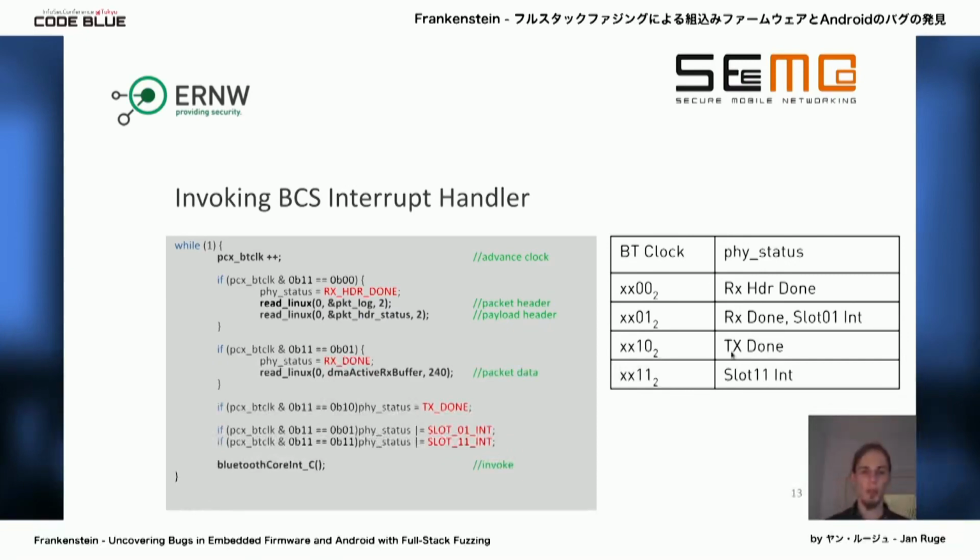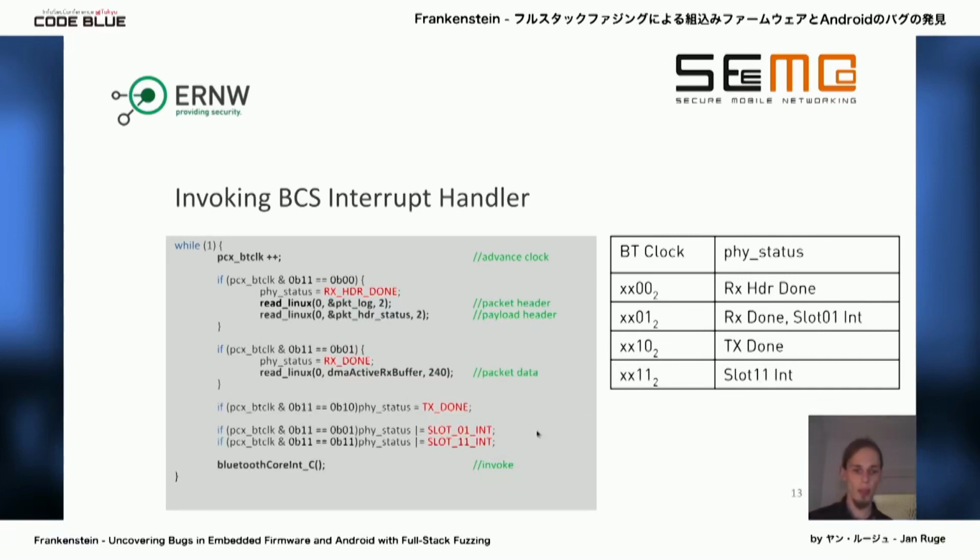As mentioned before, the Bluetooth core scheduler is invoked twice for every clock cycle, and here's the reason why. If the lower 2 bits of the Bluetooth clock are, for example, 0, we have received the header of the packet and the payload header of the packet. If the Bluetooth clock is 0-1, like at the end of the time slot, we have received all the packet data. And there are several other states, for example for transmission, and those are used for scheduling the Bluetooth tasks.